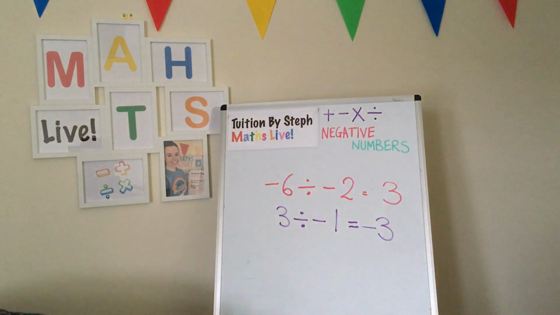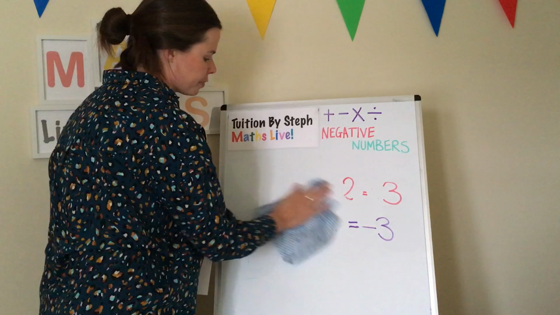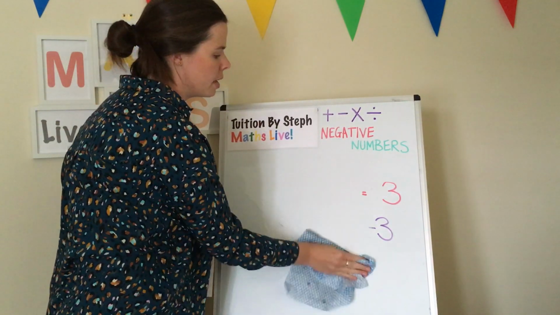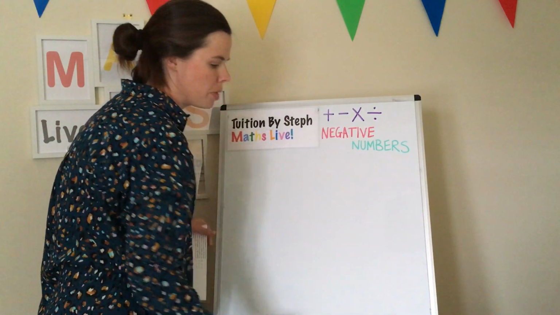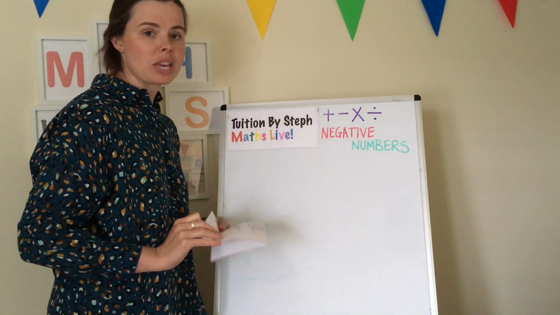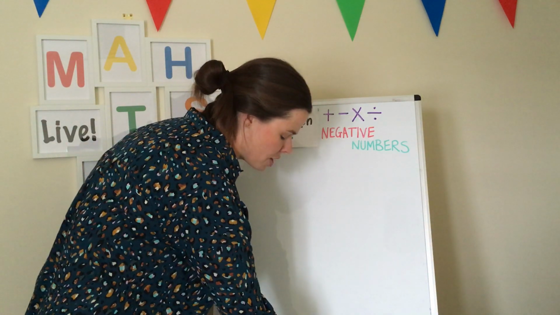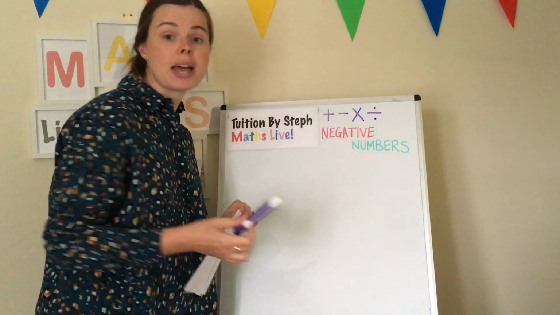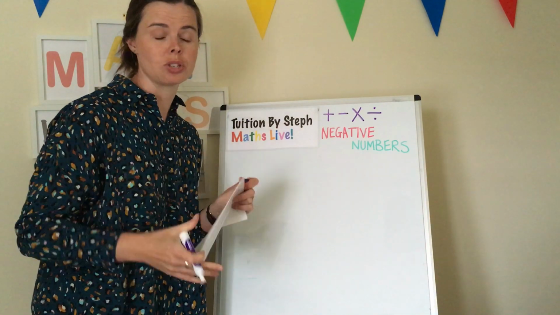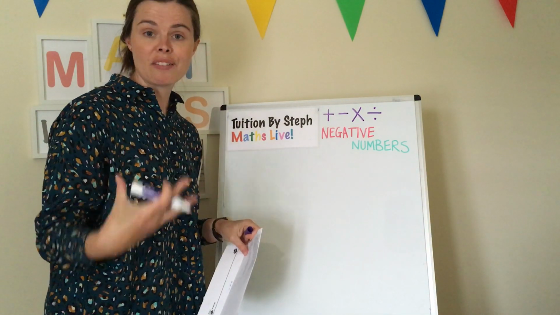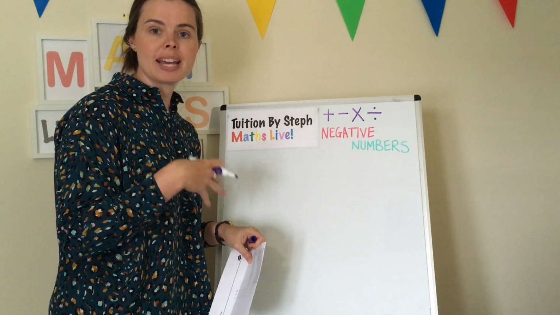Right. I've had a go at explaining it. I know it's quite confusing, but if you just try and remember that rule, what I'm going to do now is give you a mixture of questions. I'm going to put 3 questions on the board. You can then press pause, because I know this is on YouTube. Press pause, have a go, and then press play and see how you did.